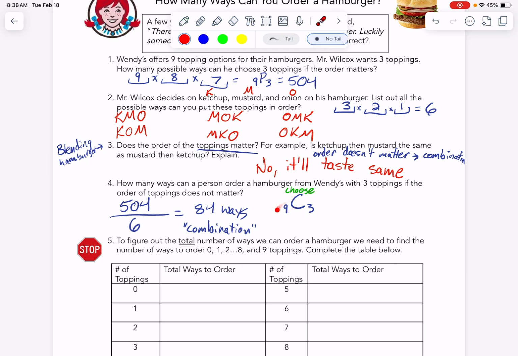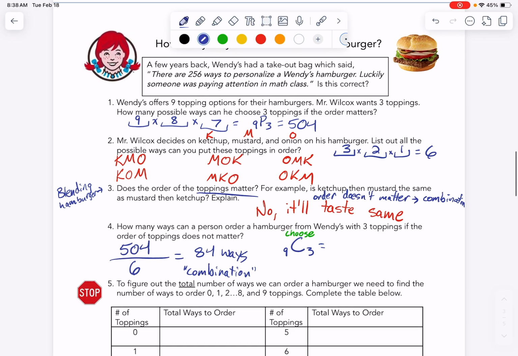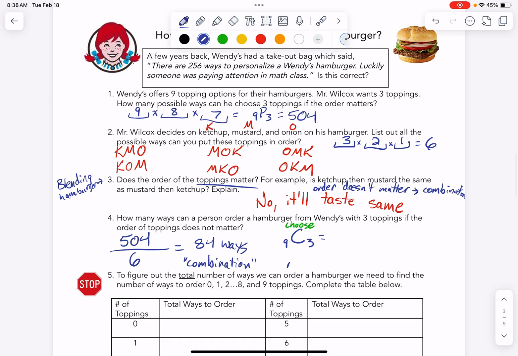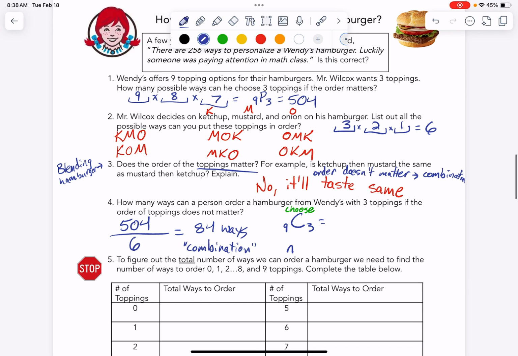We have 9 different options. We're choosing 3. We want to know how many possible ways there are to do that. And what's interesting about combinations is they are related to permutations, right? Because over here, we just did the permutation divided by 6. So really, I'm going to do this generally before we do 9 choose 3.